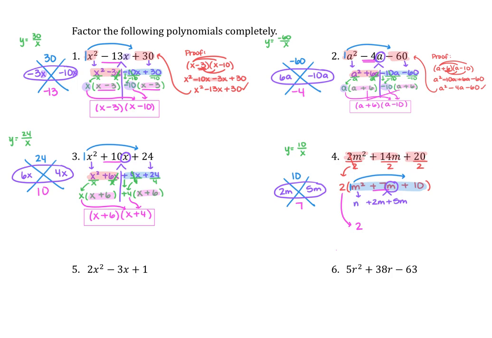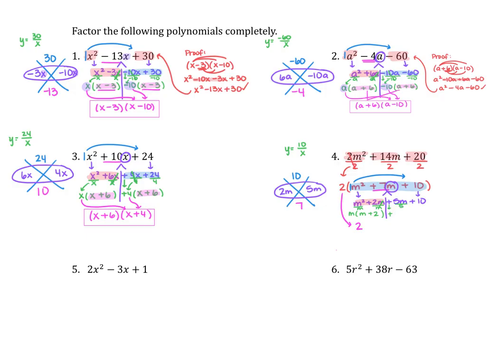Bring down my m squared, bring down my positive 10. I'm going to split this. I'm going to look for a GCF of just the first 2 terms. They both have an m in common, so I'm going to divide them both by m. That would leave me an m plus 2. Then I'm going to drop down my positive sign.